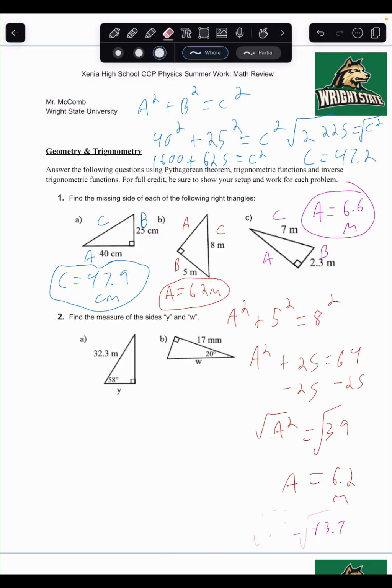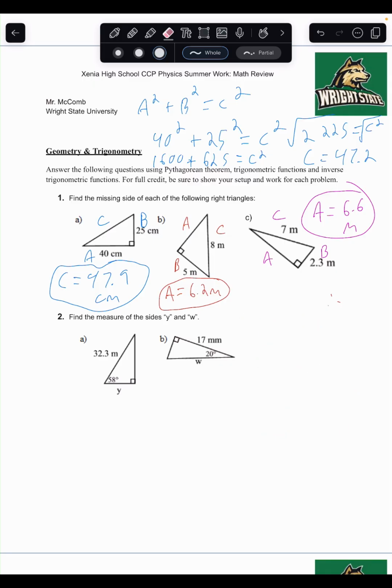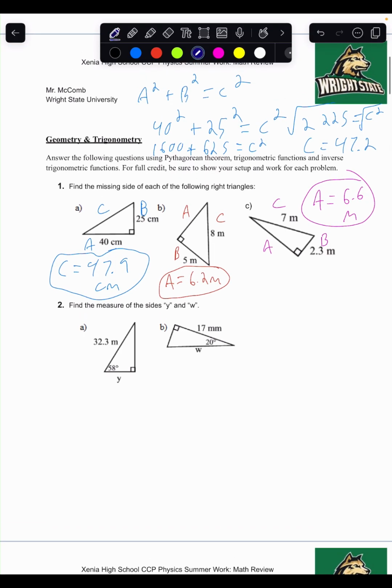So in the next question, we have the sides y and w. I've given you an angle and a side, and I want to find the third side. So here we're going to use our trig identities. Sine, cosine, and tangent, SOHCAHTOA, if you will. So sine of an angle equals opposite over hypotenuse.